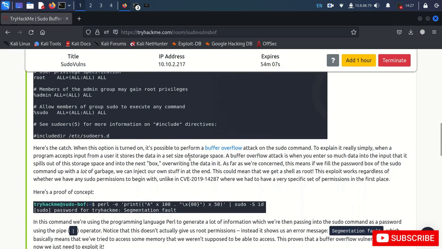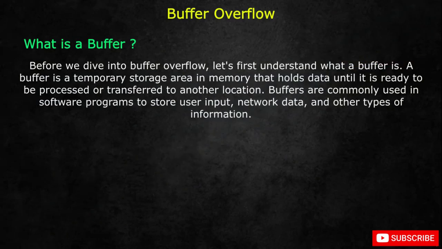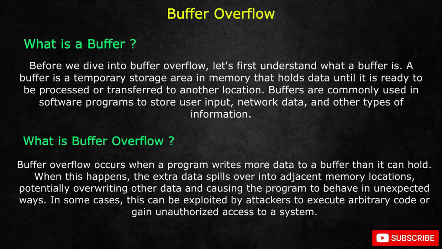Since this CVE is related to a buffer overflow attack, I will give you a small introduction of what buffer overflow is. Before we dive into buffer overflow, let's first understand what a buffer is. A buffer is a temporary storage area in memory that holds data until it's ready to be processed or transferred to another location. Buffers are commonly used in software programs to store user input, network data, and other types of information. Buffer overflow occurs when a program writes more data to a buffer than it can hold. When this happens, the extra data spills over into memory locations, potentially overwriting other data and causing the program to behave in unexpected ways. In some cases, this can be exploited by an attacker to execute arbitrary code or gain unauthorized access to a system.